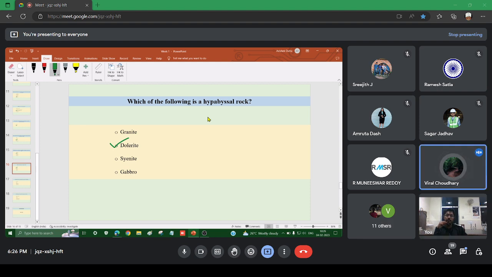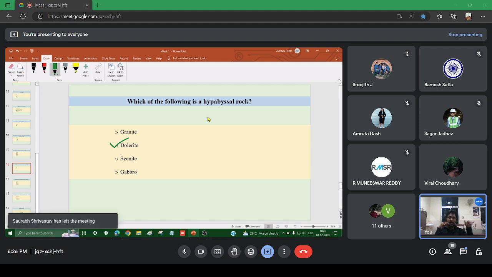Shallow depth, found at shallow depth. Yes, found at intermediate depth, not at the surface, not at greater depth. Intermediate depth, right? Yes, sir. Okay. So according to this classification, what are the other two types of classification? Other two nomenclatures: volcanic and plutonic.